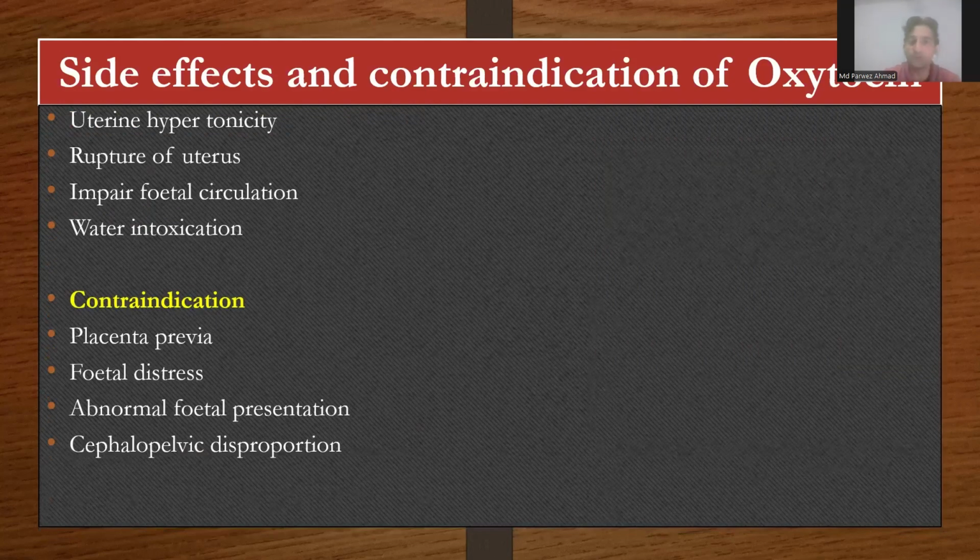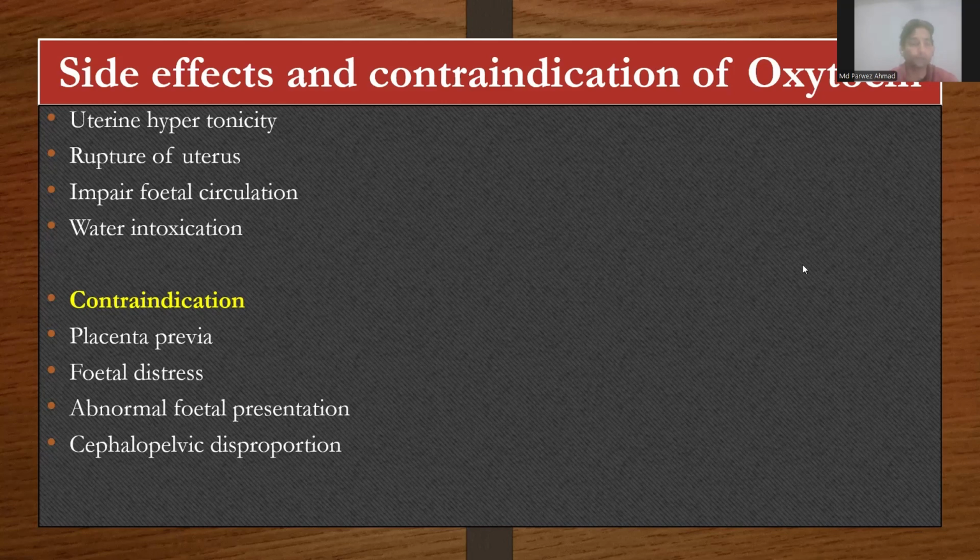Now the next one is the unwanted effects of oxytocin. First one is uterine hypertonicity, which may increase the tone of the uterus, may cause rupture of the uterus, may impair the fetal circulation, and may cause water intoxication because of the ADH property. Now the next one is contraindications. Contraindications of oxytocin are also very, very important.